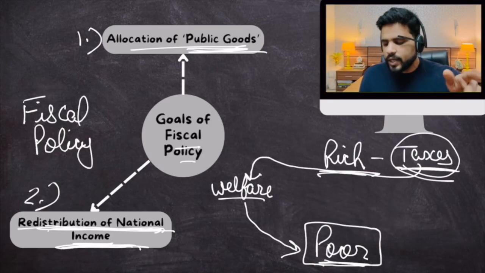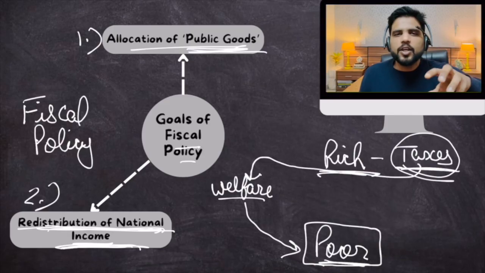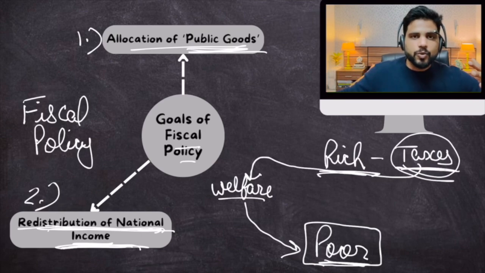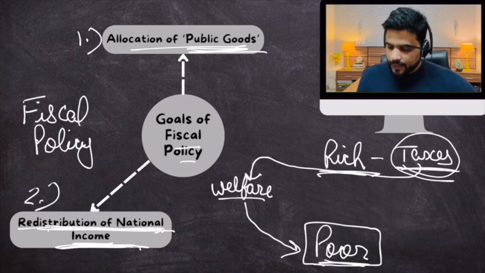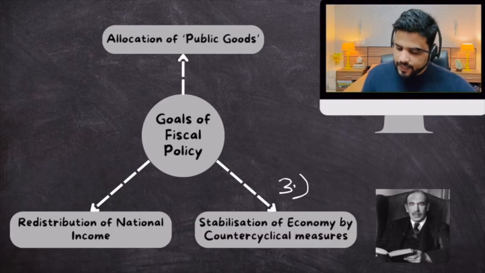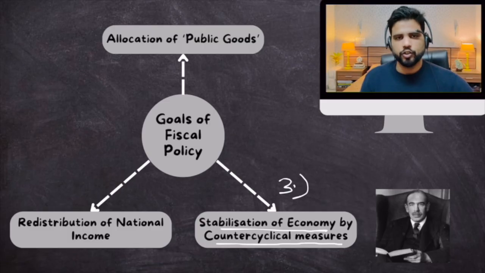And after you understand this, you'll understand the role played by the government to influence the economy in a new light. You'll understand why government is doing what government is doing. Okay. So we'll talk about goal number 3, and that is stabilization of the economy by counter-cyclical measures.